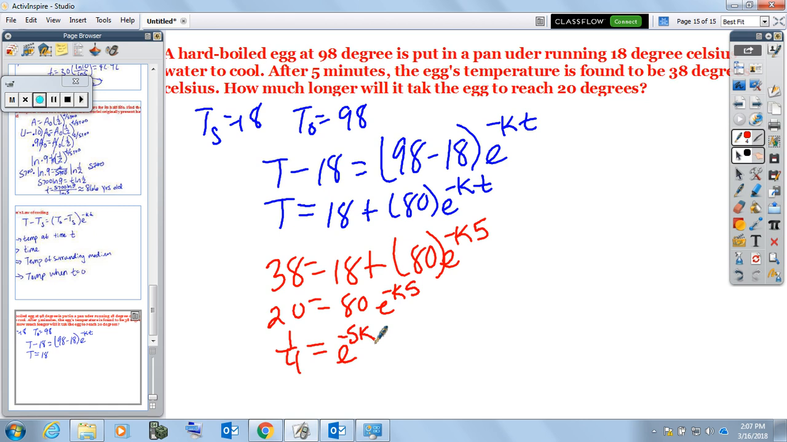And then we want to go ahead and get k by itself. So we're going to have to natural log both sides. And we'll see that the natural log of 1/4 equals negative 5 times k. And we want to go ahead and solve for k. And so this will divide by negative 5. And in the end, we'll end up seeing that k equals 1/5 times the natural log of 4.